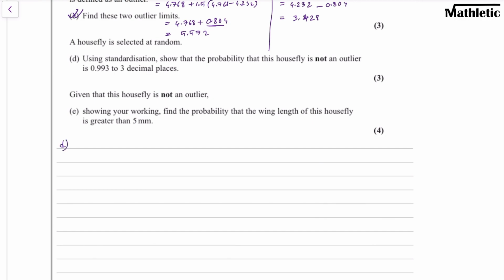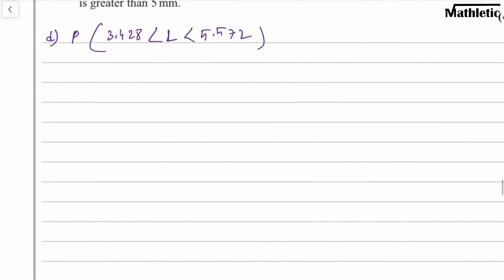So for part D, show that the probability this housefly is not an outlier. It will not be an outlier only if it lies within this range, right? So probability the length lies within this range, 3.428, 5.572. So next I will just convert them into Z. Minus the mean 4.5 by standard deviation 0.4.